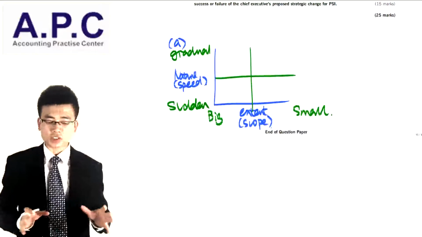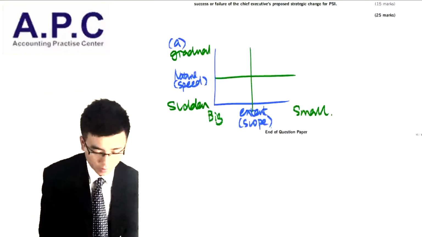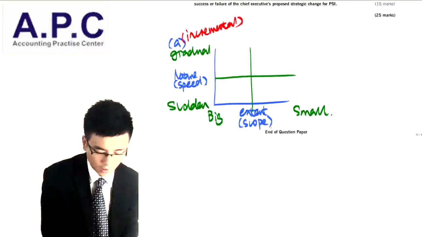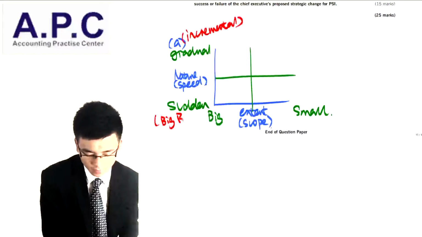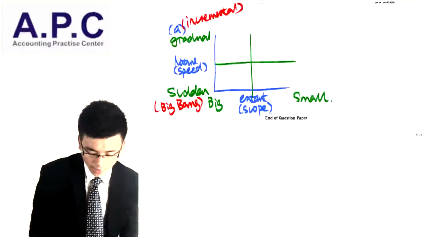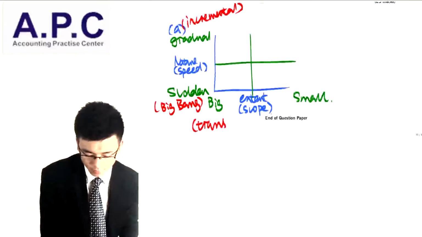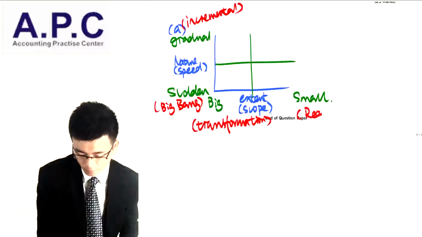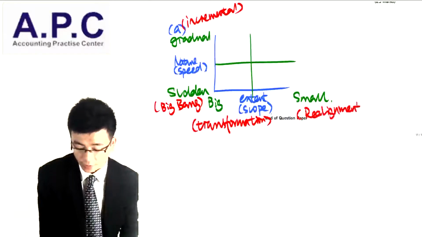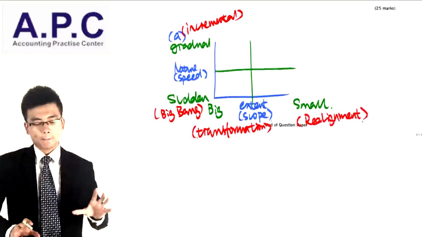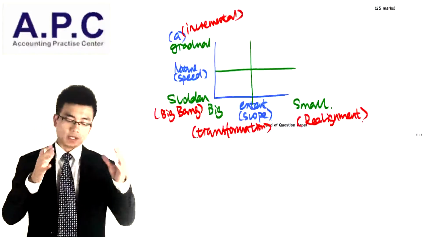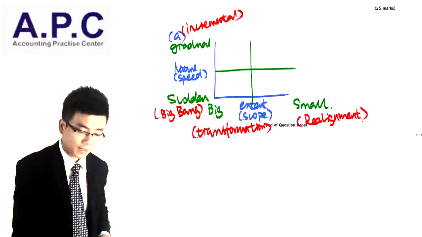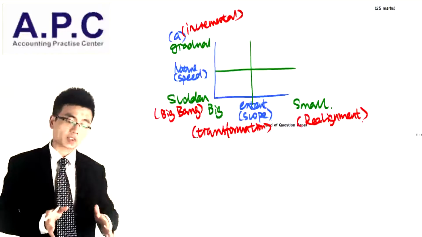Okay? So in some of the textbooks, gradual means incremental. Sudden means big bang. Big means transformation. Small means realignment. Okay, we have different names for that. So, based upon these sorts of things, we can classify the different changes into this particular format over here, different boxes.